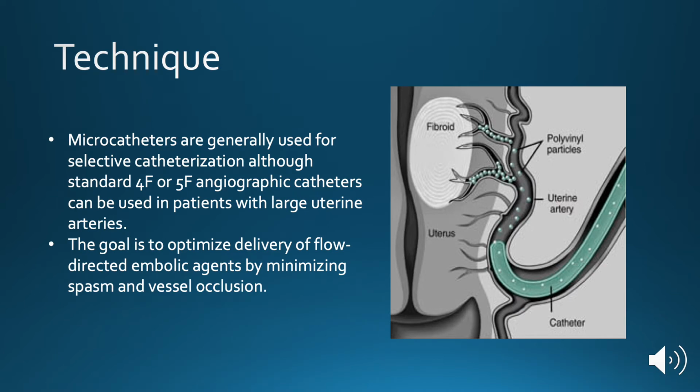Under road mapping guidance, we then pass a microcatheter into the uterine artery. And we generally use microcatheters because we try and minimize spasm and vessel occlusion due to the space-occupying nature of some of the larger angiographic catheters. However, we've all seen patients which have very large uterine arteries, and in those patients, you can easily use 4 French or 5 French catheters for these procedures.